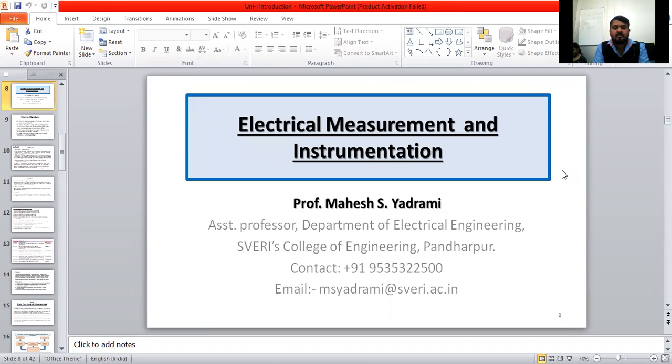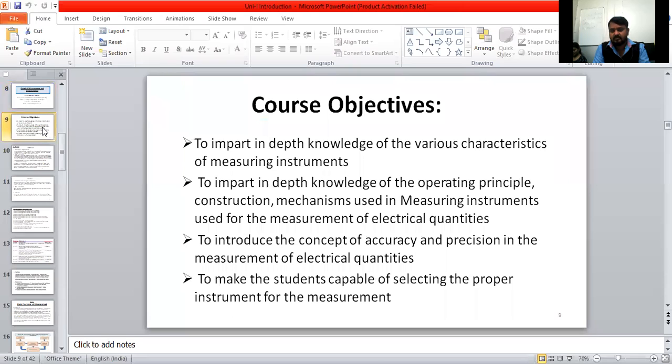So that is just the introduction of why we have to study the electrical measurement and instrumentation subject. Next, before studying this subject, by keeping some objectives in mind, we have designed the syllabus. What are those objectives? To impart in-depth knowledge of various characteristics of measuring instruments.